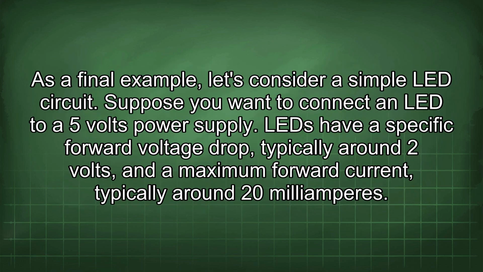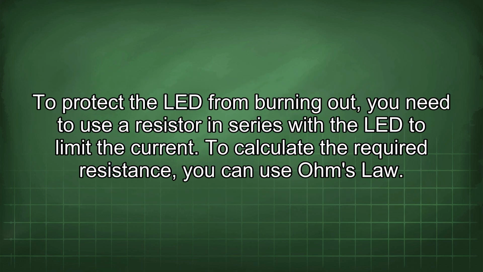As a final example, let's consider a simple LED circuit. Suppose you want to connect an LED to a 5 volt power supply. LEDs have a specific forward voltage drop, typically around 2 volts, and a maximum forward current, typically around 20 milliamperes. To protect the LED from burning out, you need to use a resistor in series with the LED to limit the current. To calculate the required resistance, you can use Ohm's law.